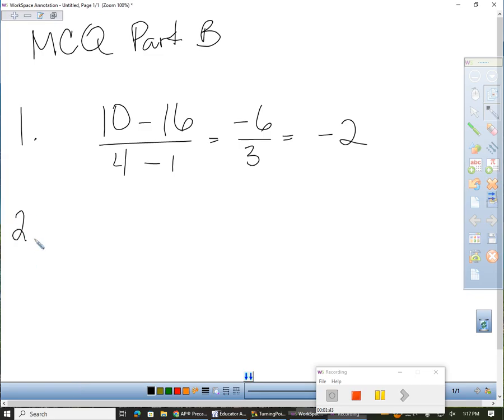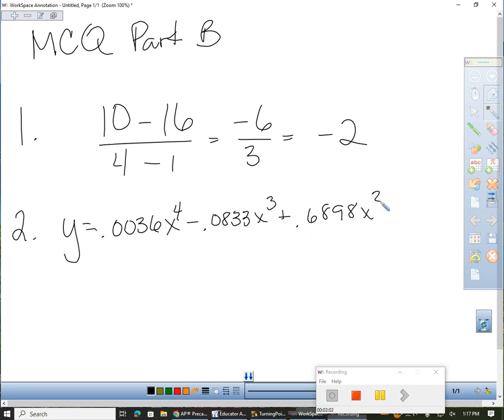For number 2, you're just putting it in list 1 and list 2. Yep. And then you should get y equals 0.0036 x to the 4th minus 0.0833 x to the 3rd plus 0.6898 x squared plus 0.583 x plus 1. Yep, then you plug in 18.